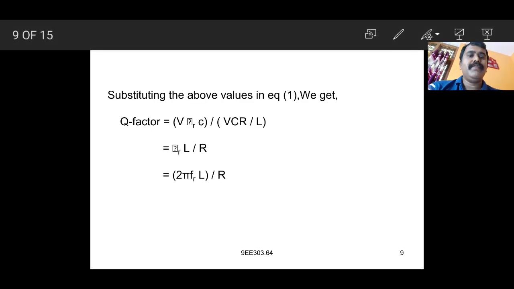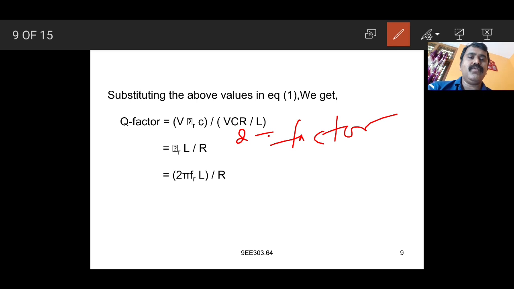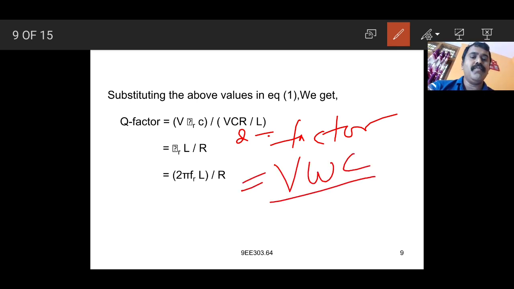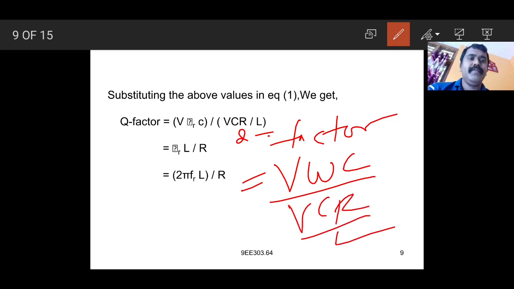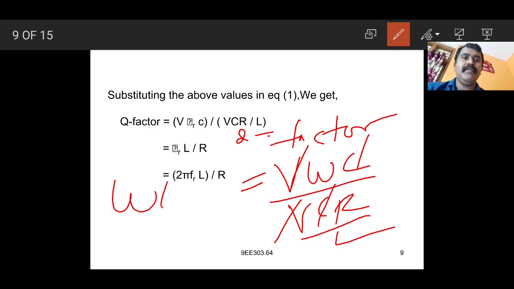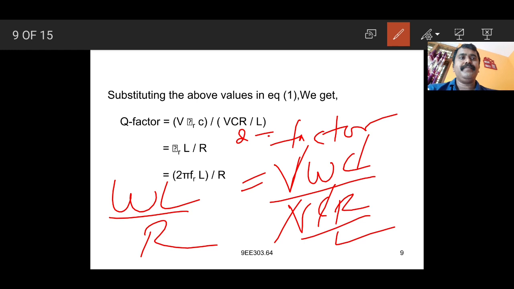Again, this is equal to, we can express the Q factor as IC by I. IC is equal to V omega C, and I is equal to VCR divided by L. Here C and C will get cancelled, and V and V will get cancelled. Again we get this value as omega L by R.